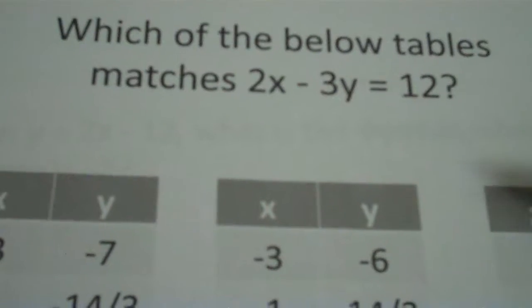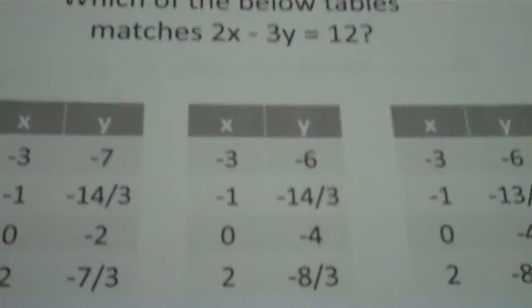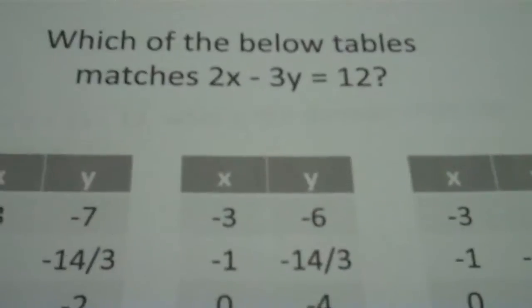So first one, this is on your paper. Which of the below tables matches 2x minus 3y equals 12? Okay, and we got some stuff going on here. Well, in order to match a table, the easiest way is to put it in the calculator. But in order to put it in the calculator, you need to solve for y. So let's go ahead and solve for y real quick.